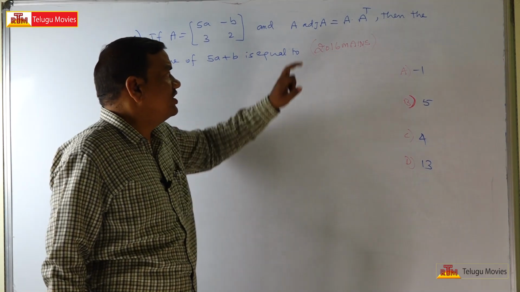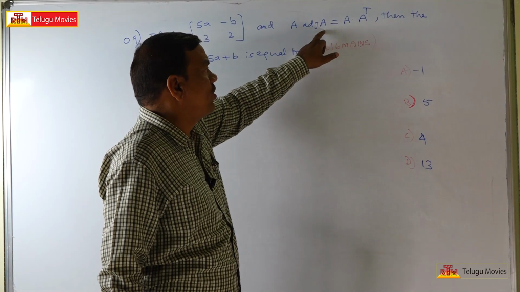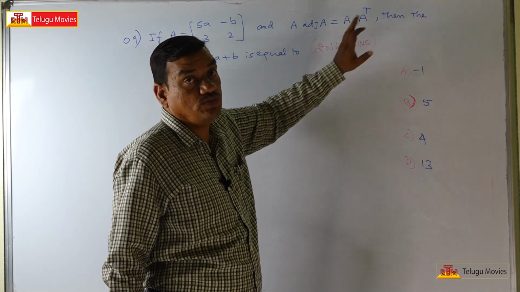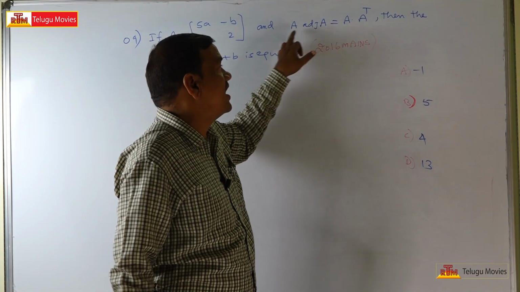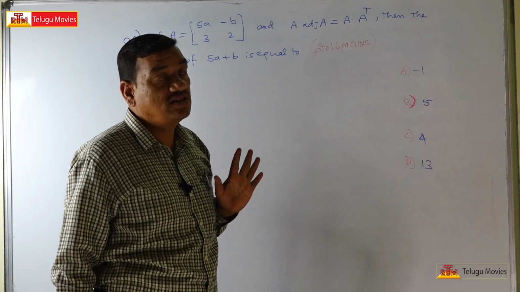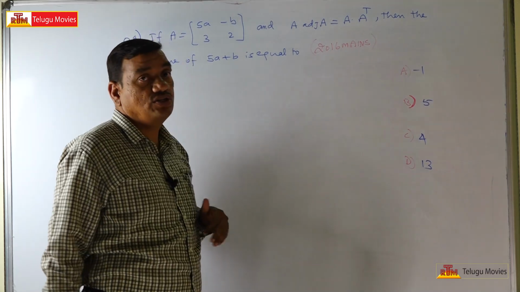Okay, now it is given that A times adjoint of A is equal to A times A transpose. Don't think that you can cancel A. Therefore, adjoint of A is equal to A transpose.